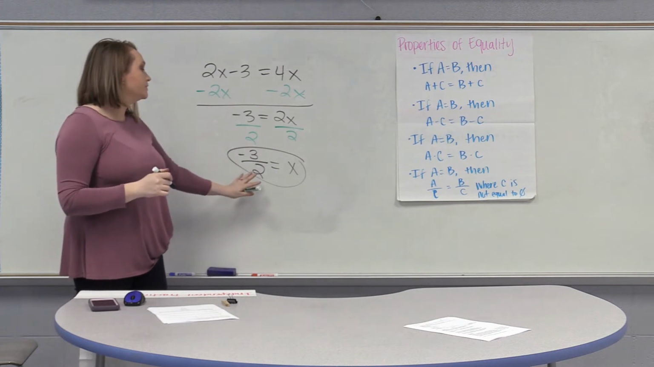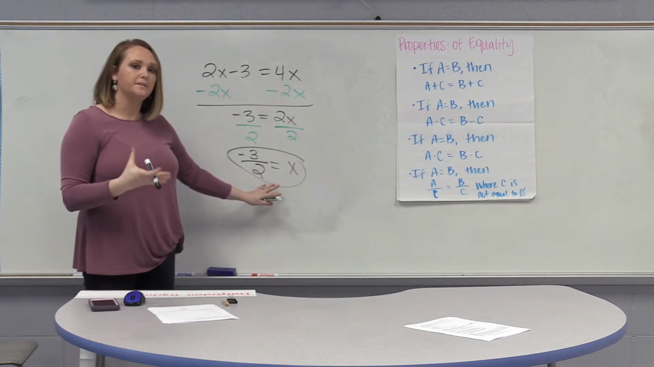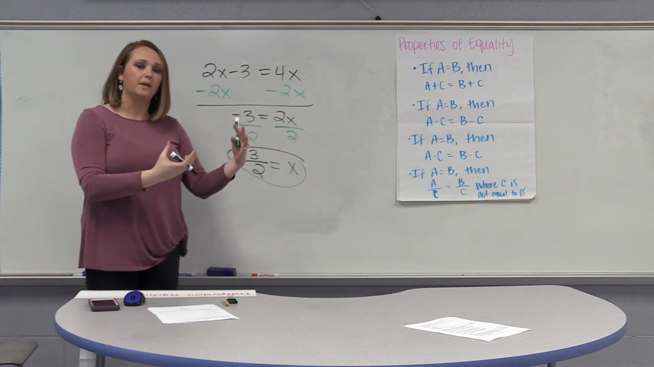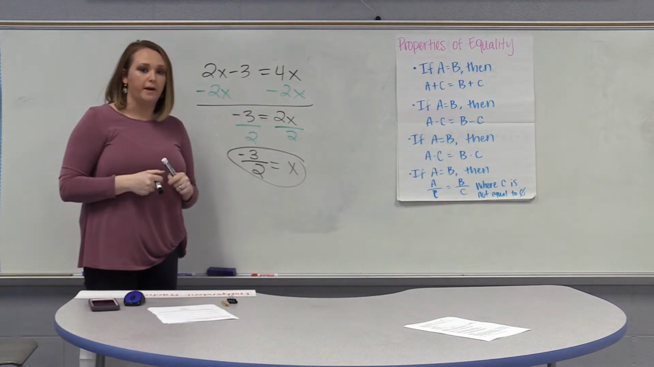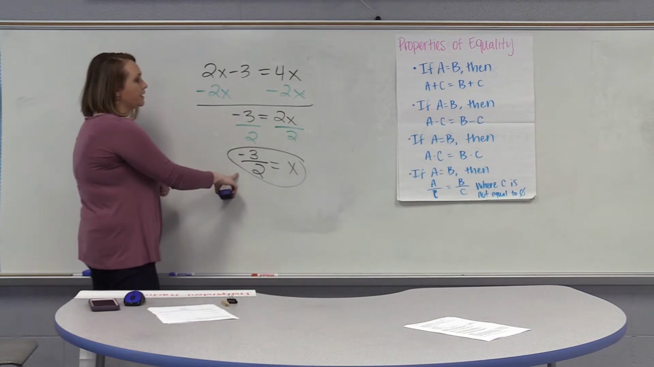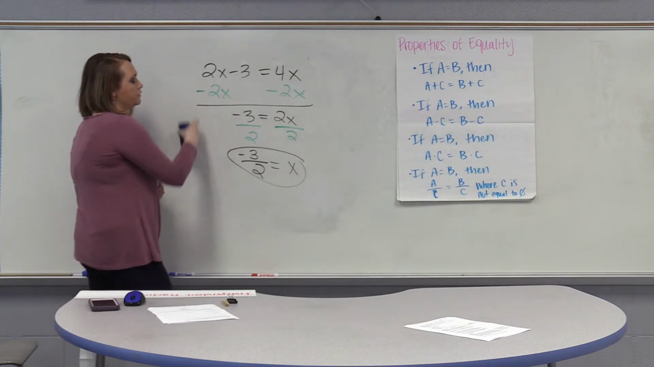If x equals -3/2 satisfies the equation, then when I plug that value into both sides of the equal sign, I will get the same value. So let's try that now. We're first going to start with plugging -3/2 into the left side.